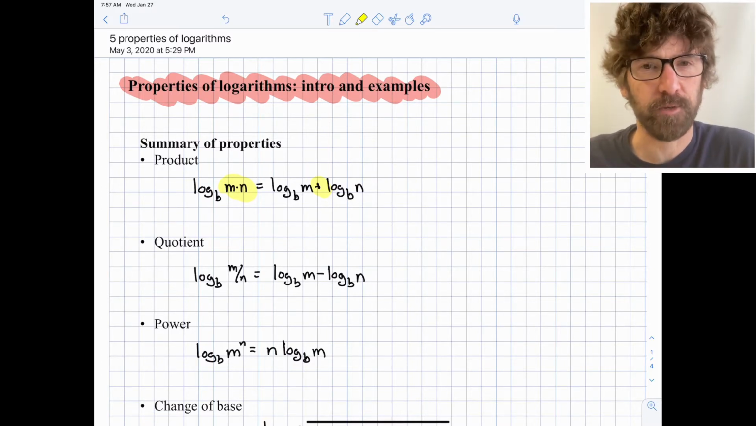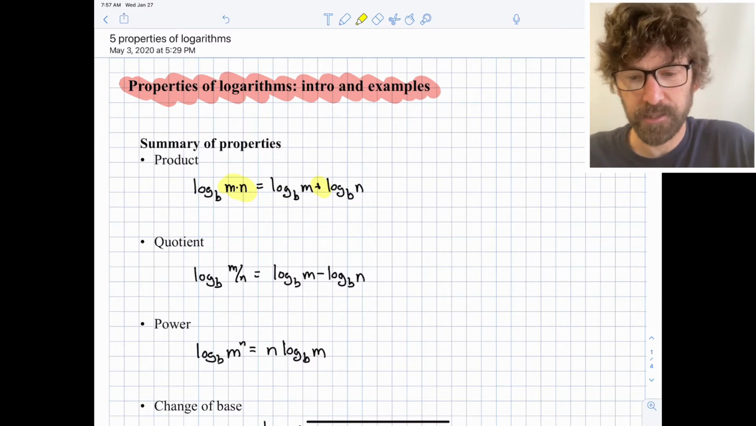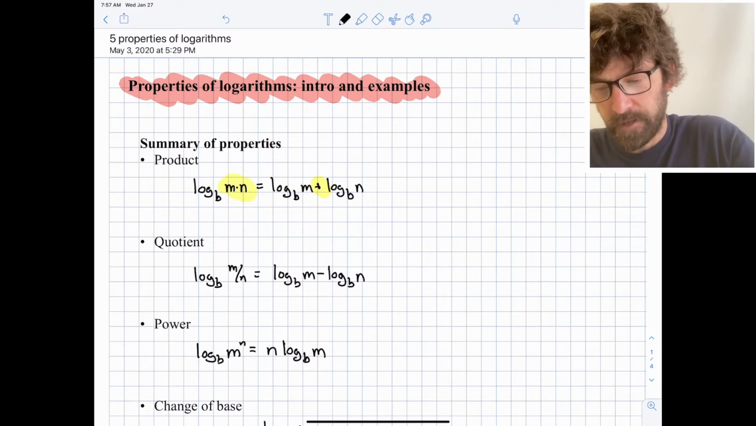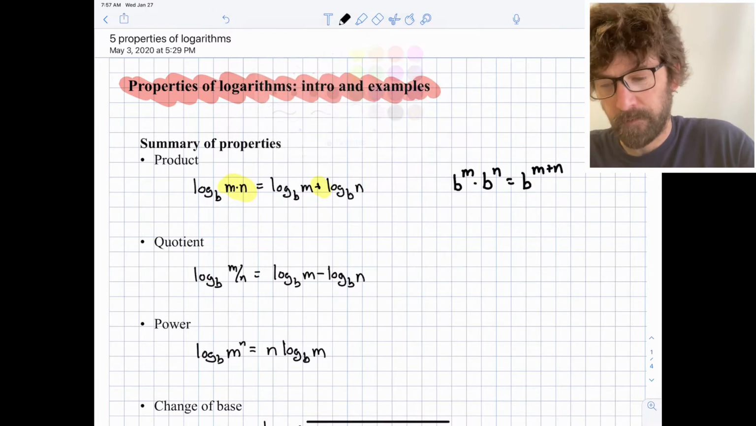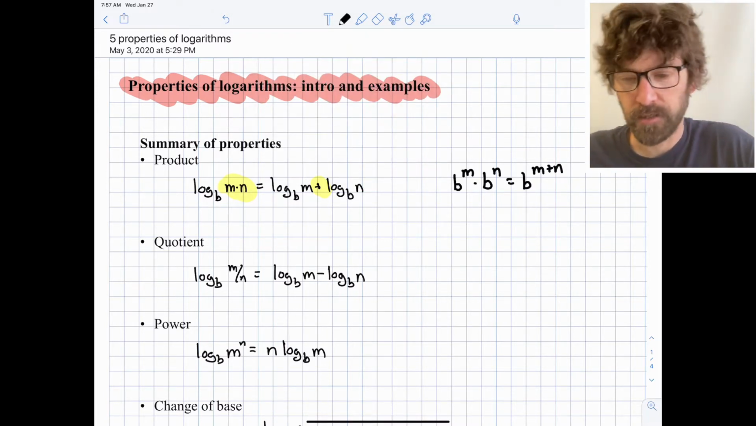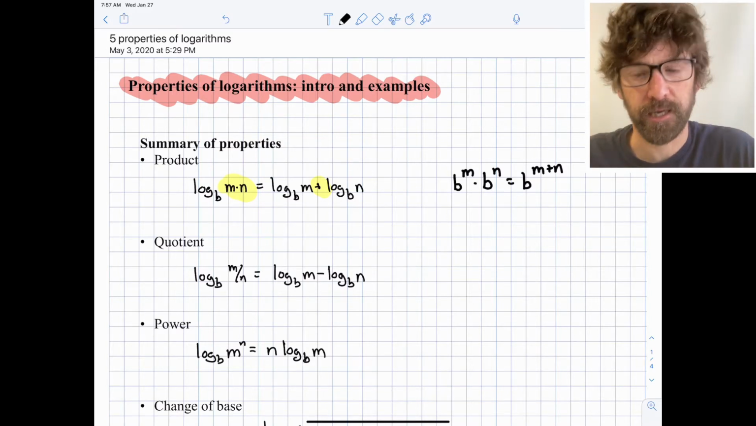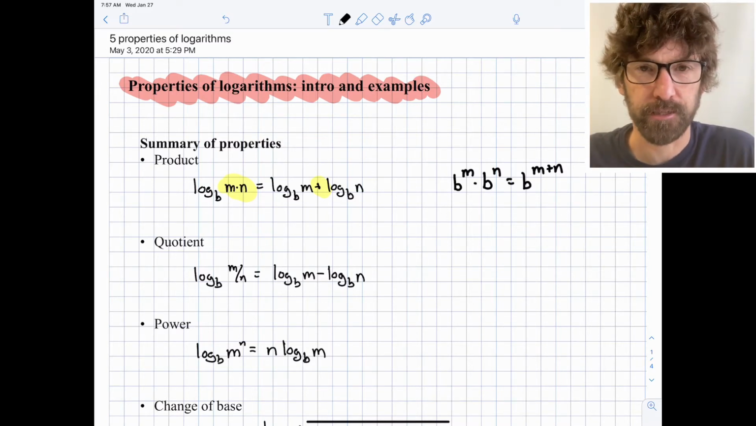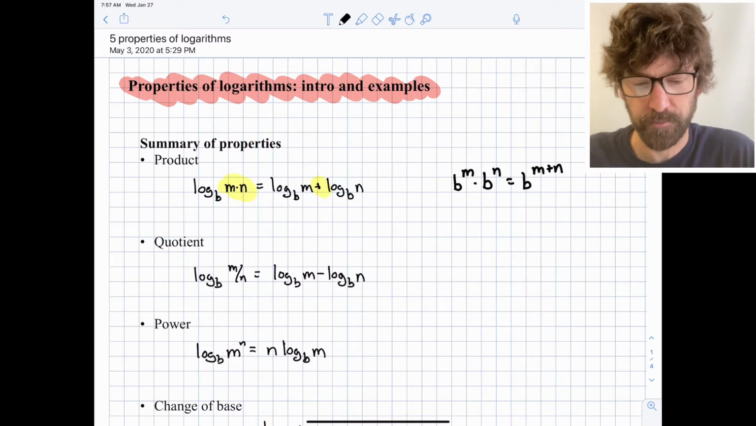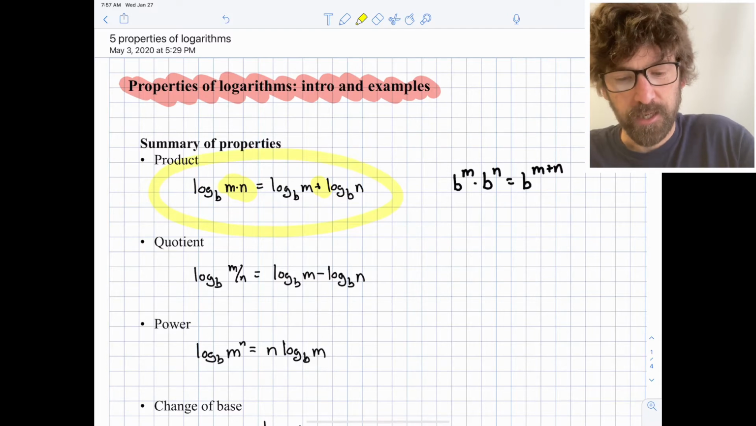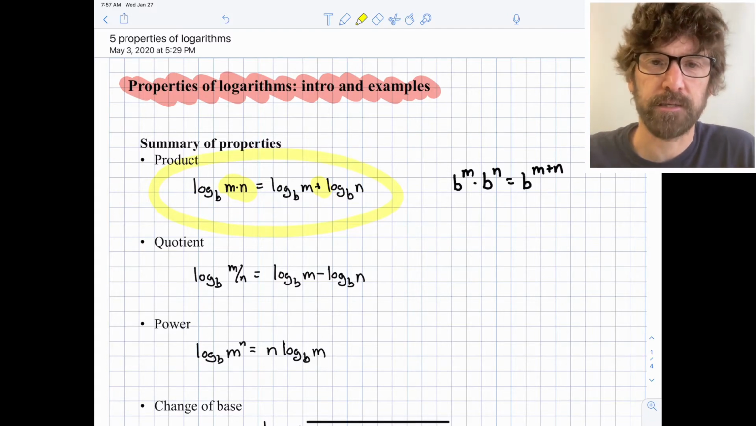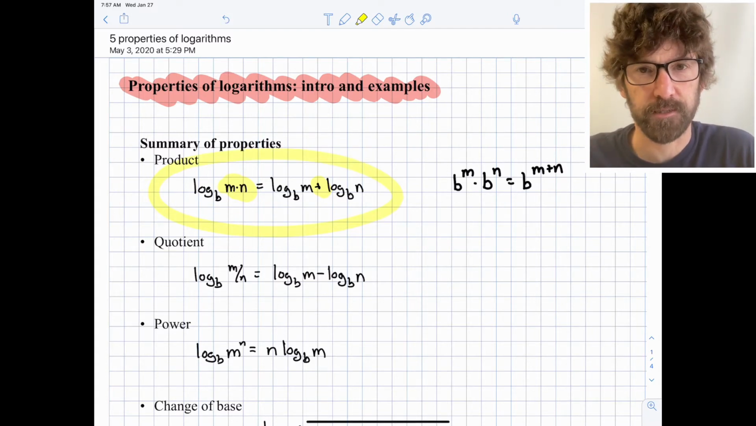So this connects a multiplication and an addition in a similar way that if we had something like this, that exponential property that I wrote over on the right-hand side connects a multiplication and an addition. Okay, so they're similar properties. But really what I want you to think about for the log property is that the log of a product is equal to the sum of the separate logs.